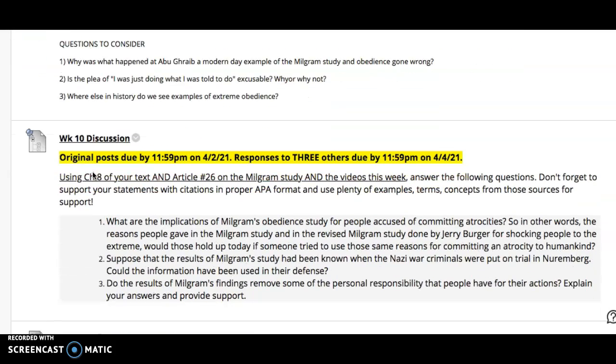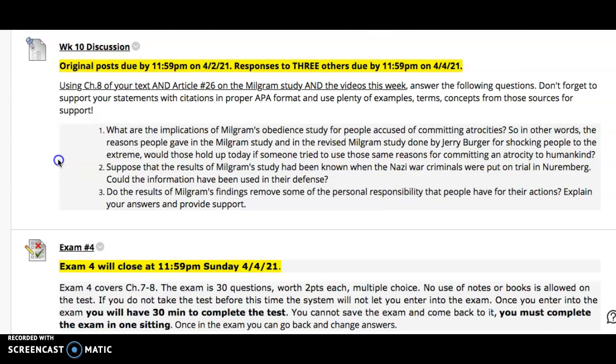And then your discussion for this week deals with integrating both Chapter 8 and Article 26. First, you're going to say, what are the implications of Milgram's obedience study for people accused of committing atrocities? Okay, so somebody who's done something really wrong, how can we use Milgram's obedience study to help us understand those things, especially in the context of obeying authority?